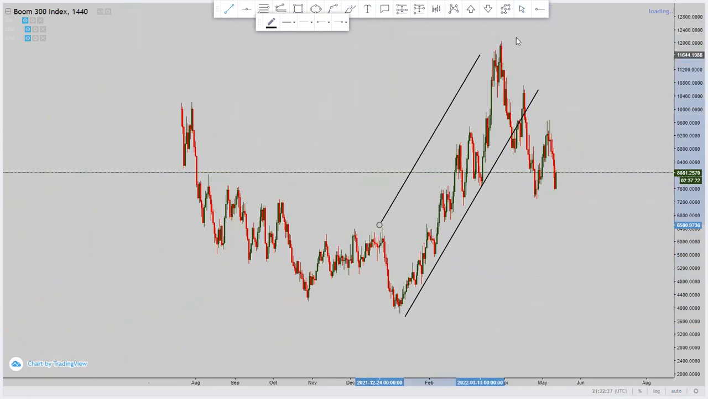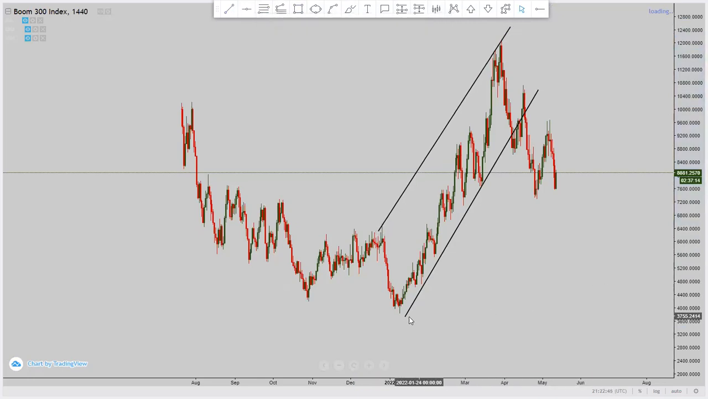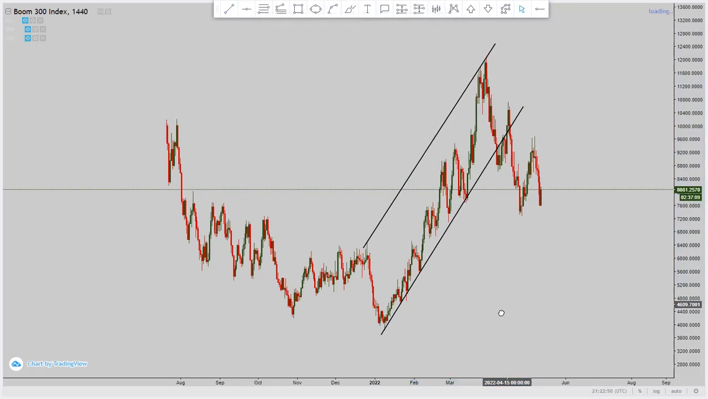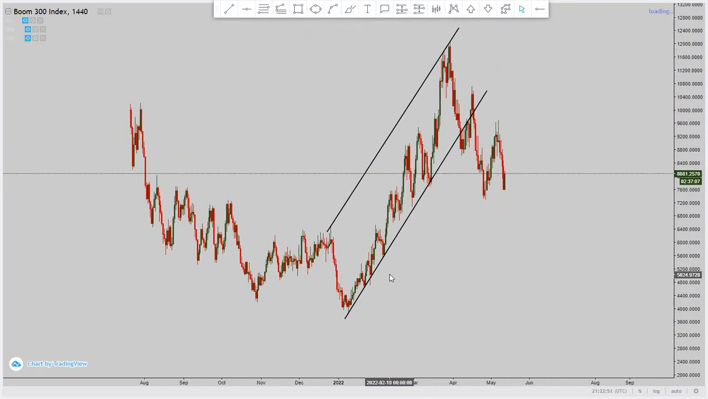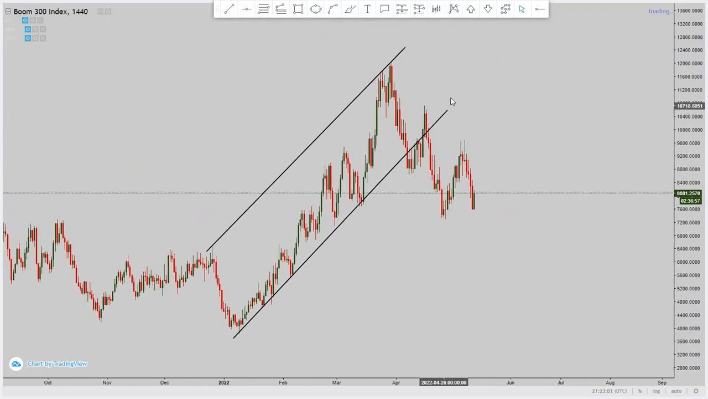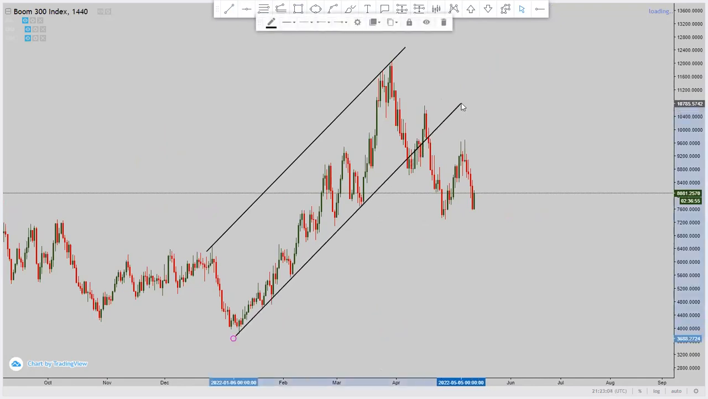Price was going up very much in an uptrend. After this uptrend happened, price broke out of that uptrend. As you can see, price came, broke out, retested. So right now the chances of boom 300 being in a downtrend are high because it broke this.